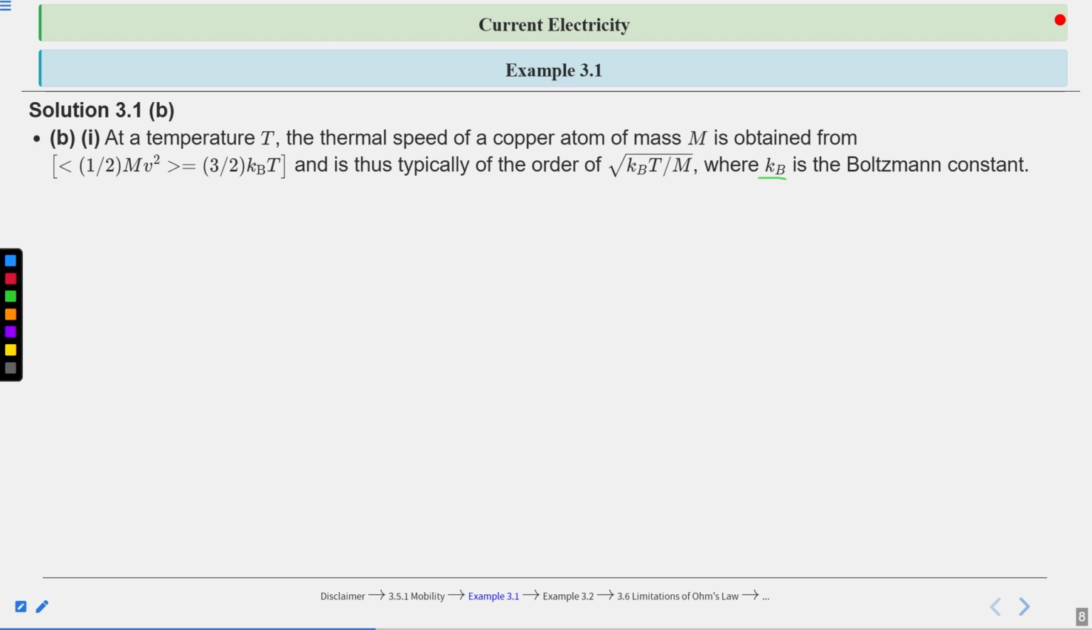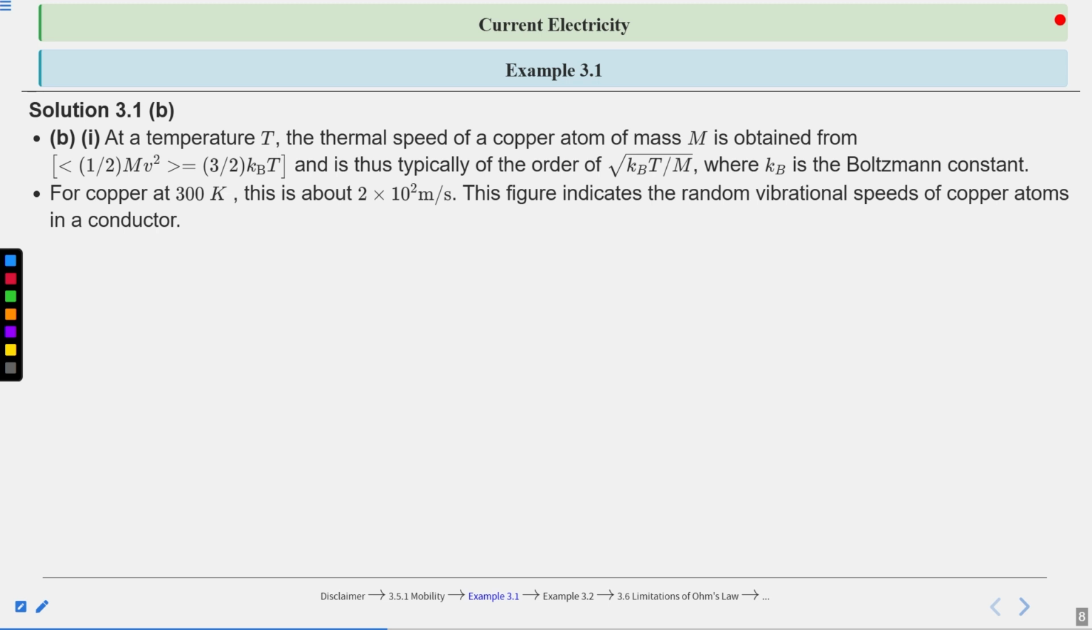So what is the value of the Boltzmann constant? 1.38 into 10 raised power minus 23 meter square kg per second square Kelvin. This is the Boltzmann constant. After putting this value, we have to find the thermal speed for copper at 300 Kelvin, to compare the drift velocity with the thermal speed of a copper atom at ordinary temperatures. Ordinary means room temperature, which is 25 to 27 degrees Celsius. We are taking 27 degrees Celsius, which is 300 Kelvin.